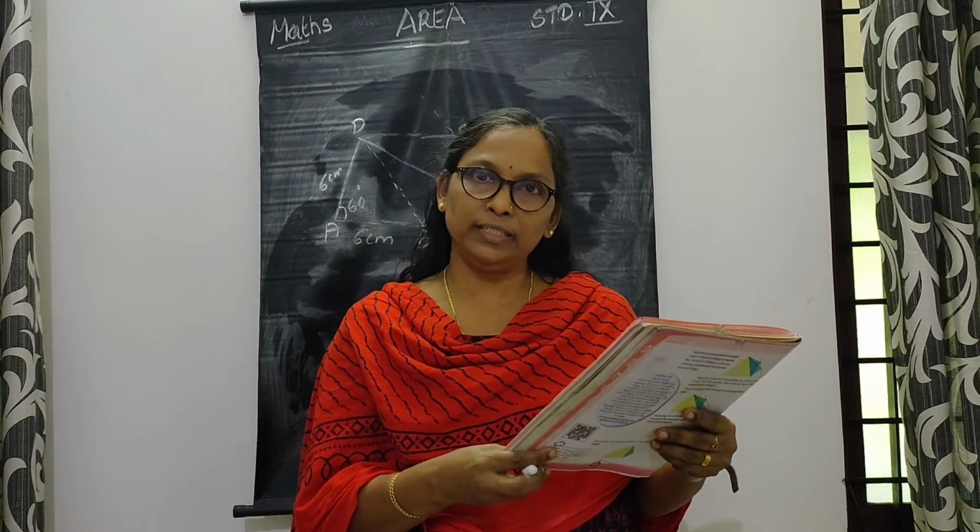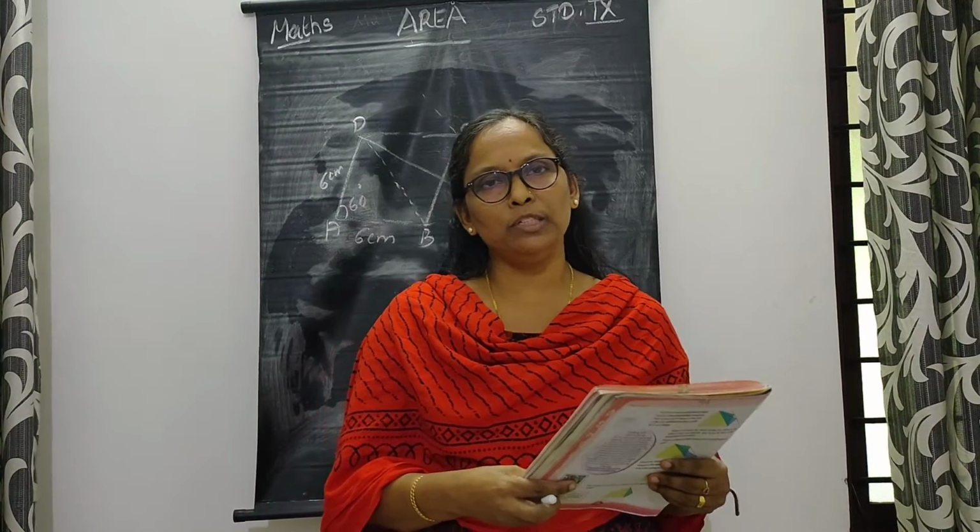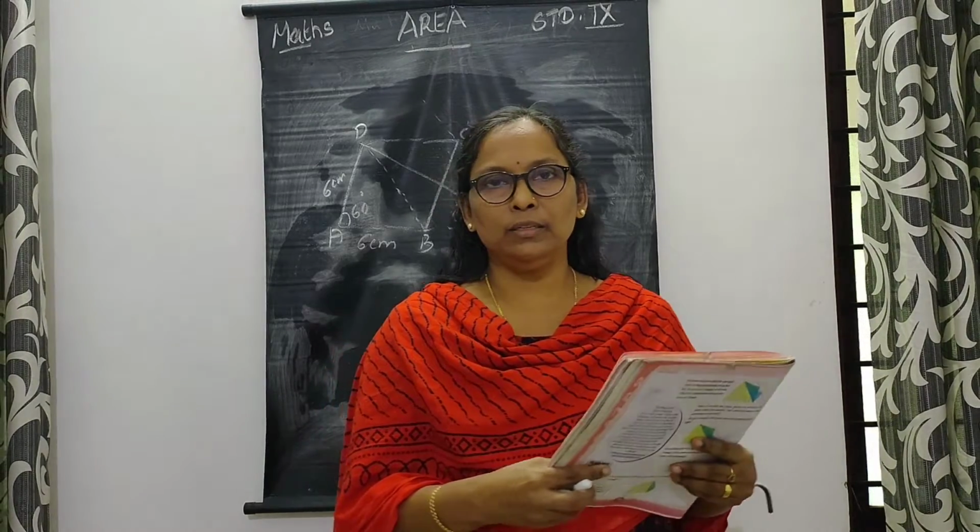The question is, draw a rhombus of sides 6 cm and one angle 60 degree. Then draw a right triangle of the same area. That is the question. Draw a rhombus of side 6 cm. Rhombus means, you know what is a rhombus? All sides are equal, isn't it? So we can draw a rhombus like this.